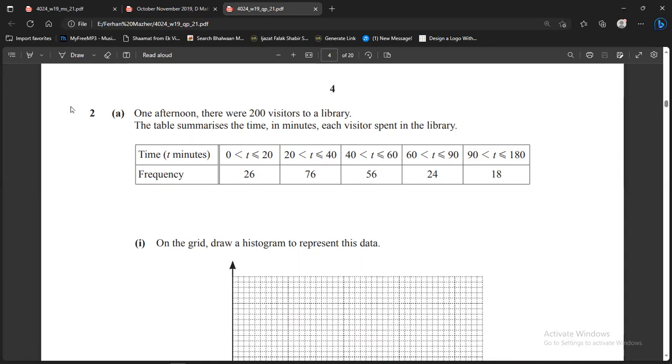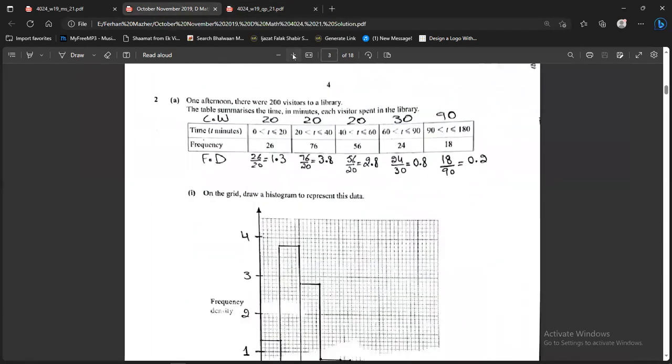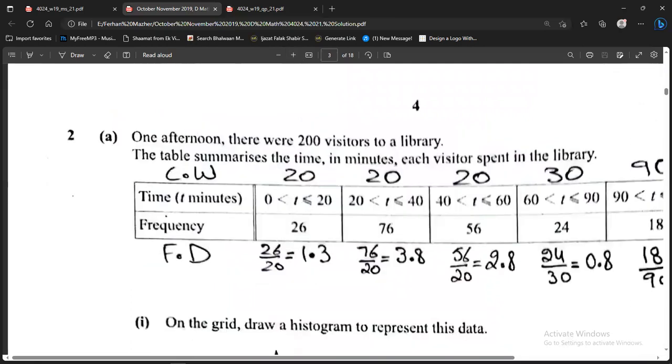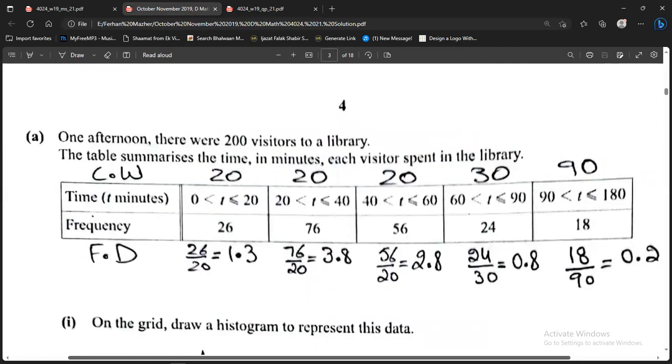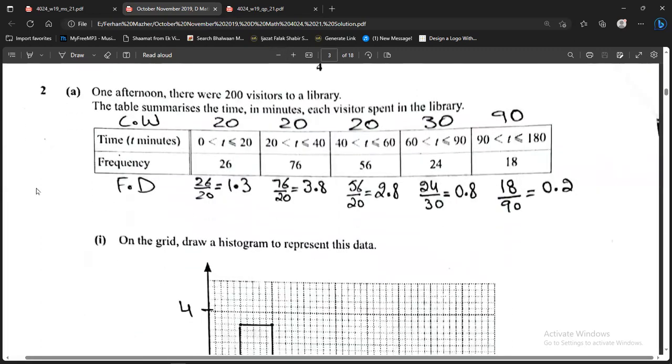The formula for the frequency density is frequency of that class divided by the class width. So we will first find the frequency densities for each class, and then we will represent that. The class widths are 20, 20, 20, 30, and 90. How do you find the frequency density? Frequency divided by the class width. So 26 divided by 20, that is 1.3. 76 divided by 20, that is 3.8. 56 divided by 20, that's 2.8. 24 divided by 30, that is 0.8. 18 divided by 90, that is 0.2.